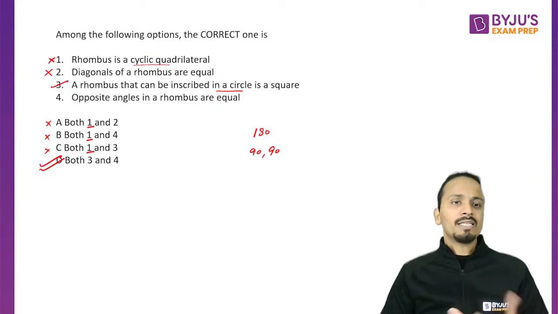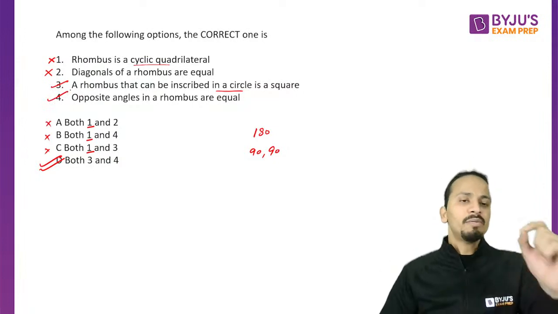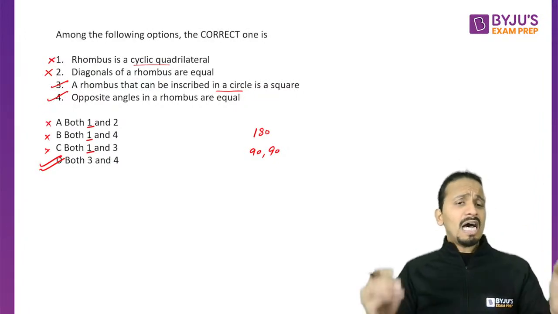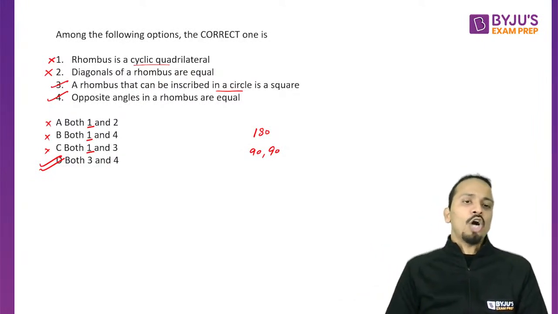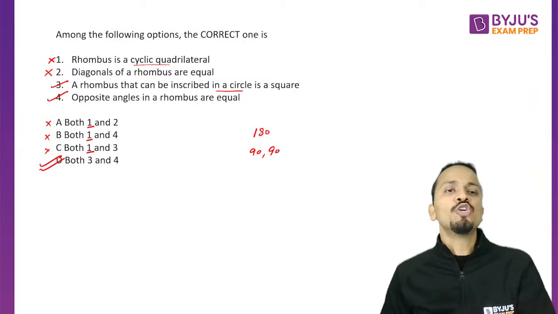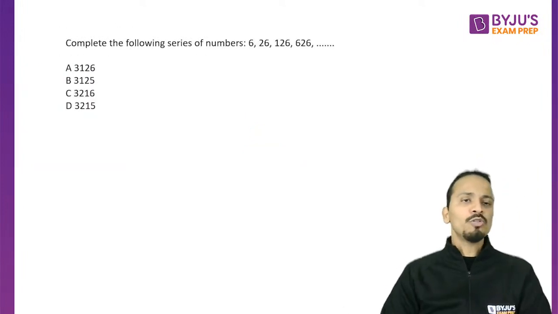Now the next is opposite angles in a rhombus are equal. Yes, this is a property of rhombus. So statement number 3 and statement number 4 are absolutely correct. But after checking statement number 1, we have already marked the answer as option D. So again, not more than 15 seconds you will take to find a correct answer. Now let's move on to the next one.